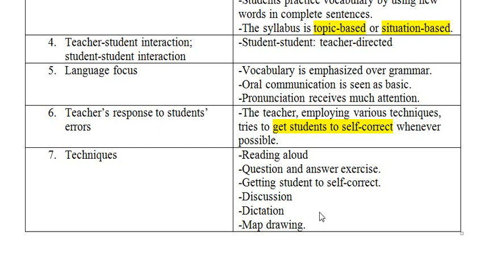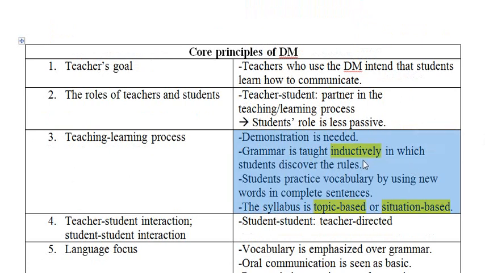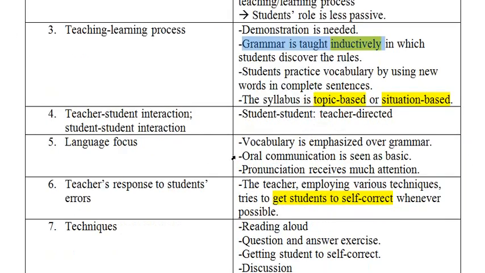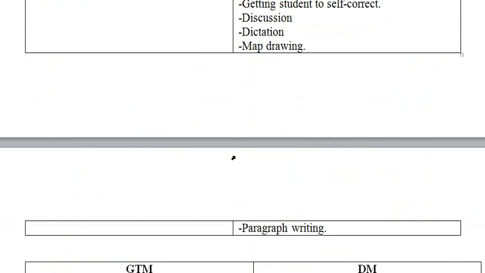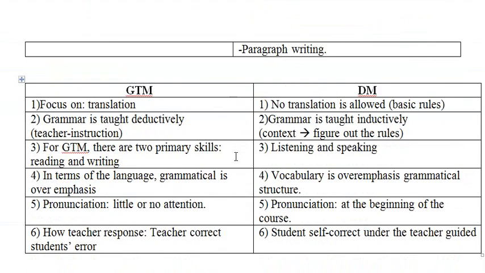You know that grammar translation method and direct method are quite easy to misunderstand. So when you finish learning the two methods, you need to make a table to find the differences between grammar translation method and direct method. I will have you do that.